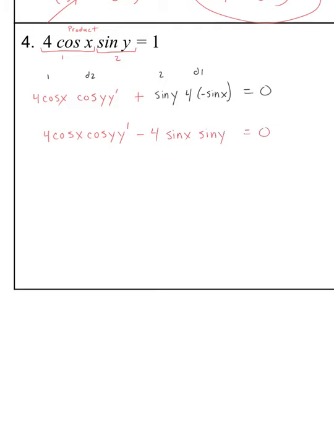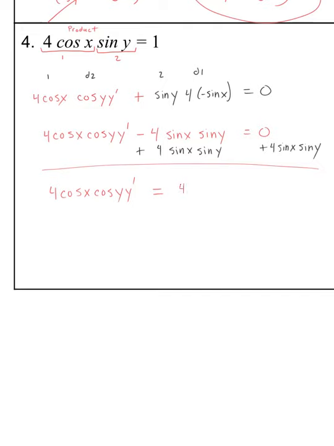Okay, I have 2 terms. This term has a y prime in it. It stays on the left. This term doesn't have a y prime in it. I must move it over. Because it's negative, I'm going to add 4 sine of x, sine of y to both sides. Plus 4 sine of x, sine of y. Okay, so now on the left, I'm left with this term here, 4 cosine of x, cosine of y, y prime. And on the right, I just have positive 4 sine of x, sine of y.